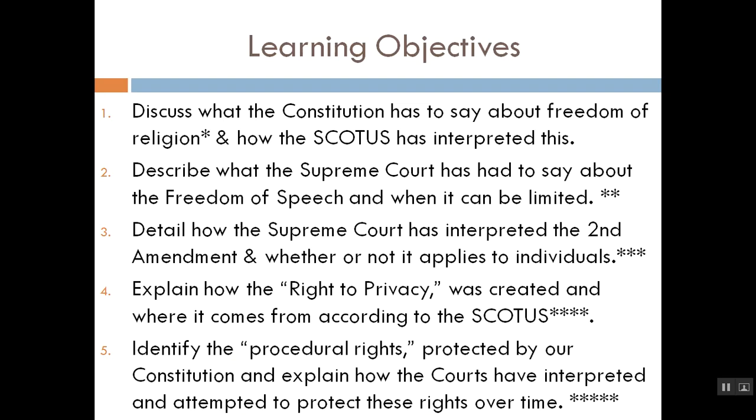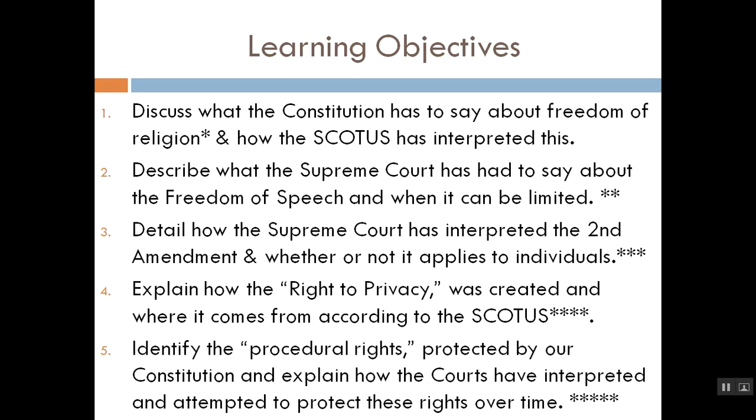The first learning objective today is going to ask you to discuss what the Constitution has to say about the freedom of religion and how the Supreme Court has interpreted this. In order to satisfy this learning objective, make sure that you're familiar with both the Free Exercise Clause and the Establishment Clause. The second learning objective asks for you to describe what the Supreme Court has had to say about the freedom of speech and when it can be limited. You need to know the differences between protected and unprotected speech. You need to know about the Miller test, and you need to know about the Brandenburg test.